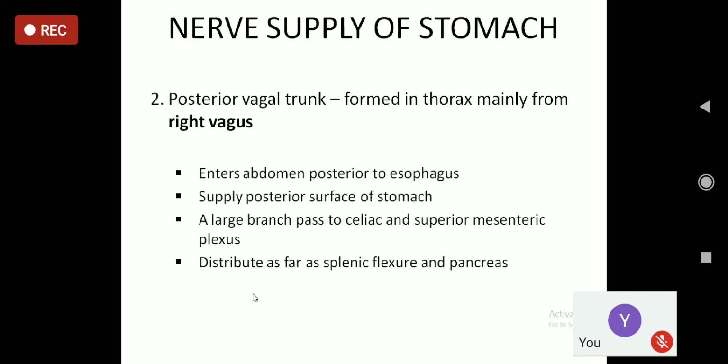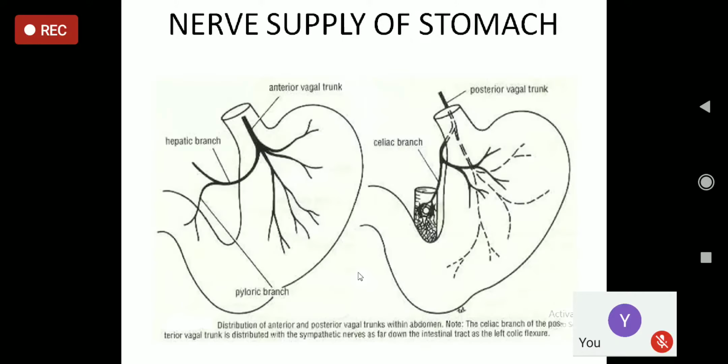The next one is the posterior vagal trunk, which is formed from the right vagus. Along with the esophagus, right vagus nerve enters the abdomen posterior to the esophagus, forming posterior vagal trunk, which supplies the posterior surface of stomach. One of its large branches is the celiac branch, which forms celiac and supramesenteric plexus and distributes far up to the splenic flexure and pancreas. So it is more clear from this diagram.